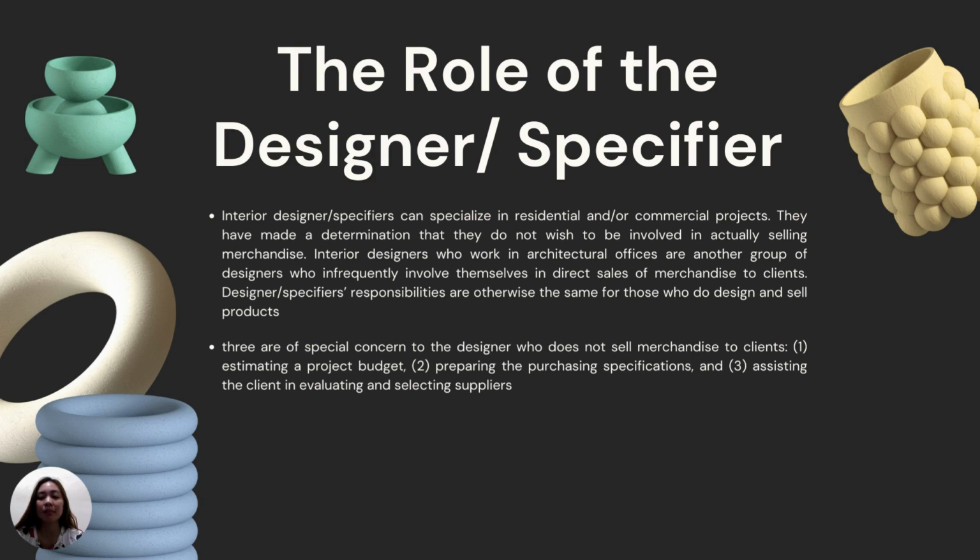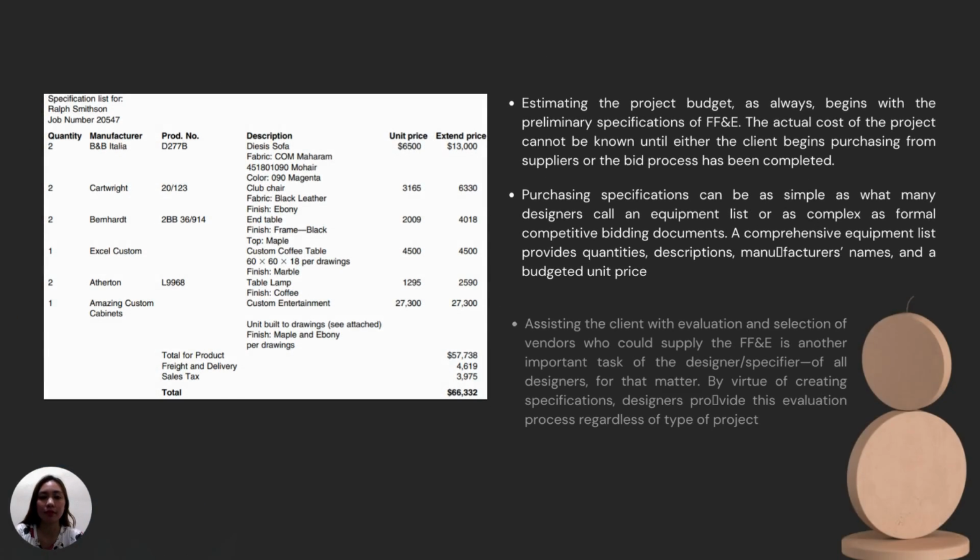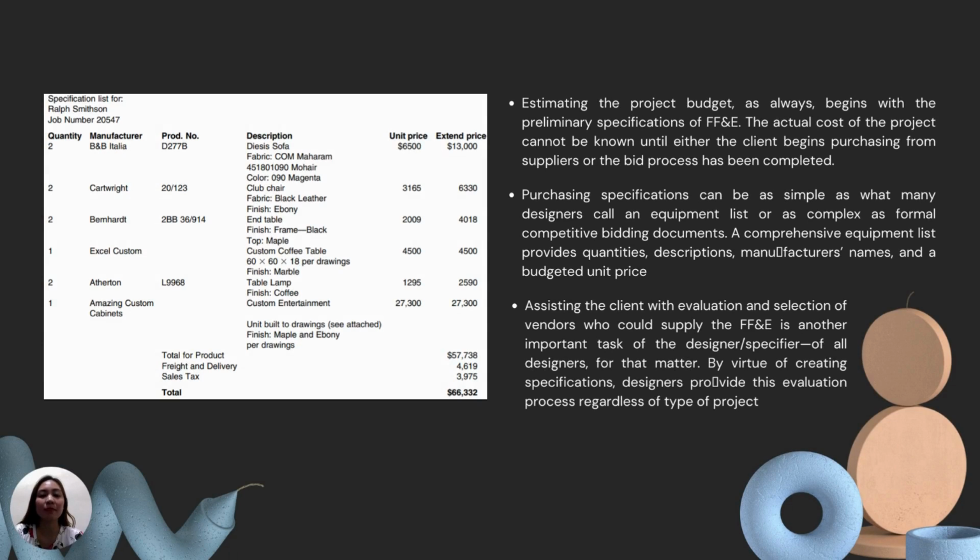First is estimating a project budget, second is preparing the purchasing specifications, and third is assisting the client in evaluating and selecting suppliers. Estimating the project budget always begins with the preliminary specifications. The actual cost of the project cannot be known until either the client begins purchasing from suppliers or the bid process has been completed.